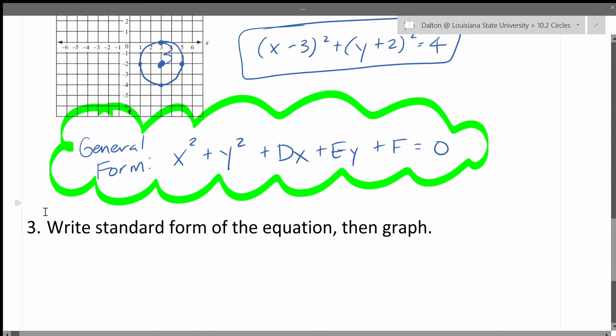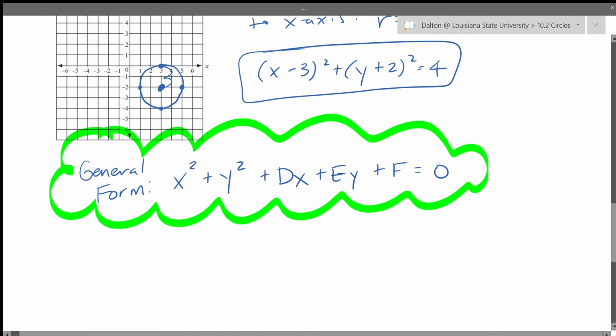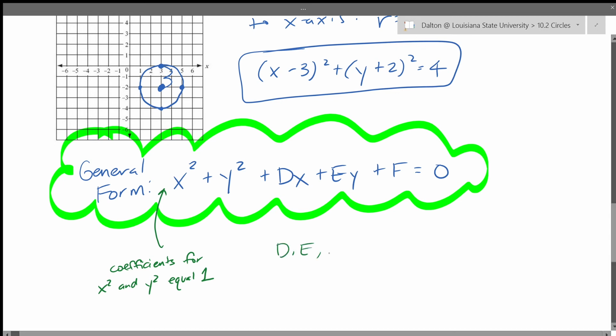And before we do this example, we need to define a couple of things. So the first thing I want you to notice is the leading coefficients for x squared and y squared must equal 1. So in general form, the x squared and y squared coefficients must equal 1. And additionally, d, e, and f are just integer constants.